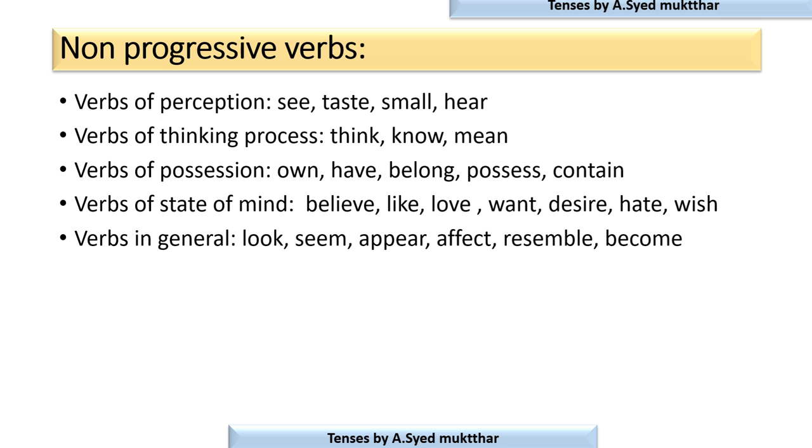Next is non-progressive verbs. These are the types of verbs to which we should not add ing at the end. Verbs of perception: see, taste, smell, hear. Verbs of thinking process: think, know, mean. Verbs of possession: own, have, belong, possess, contain. Verbs of state of mind: believe, like, love, want, desire, hate, wish. Verbs in general: look, seem, appear, affect, resemble, become. In this type of verbs, we should not use the verb ing.